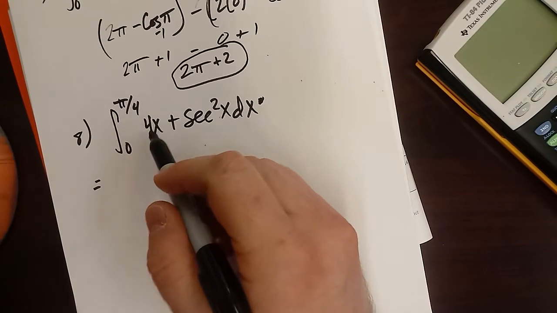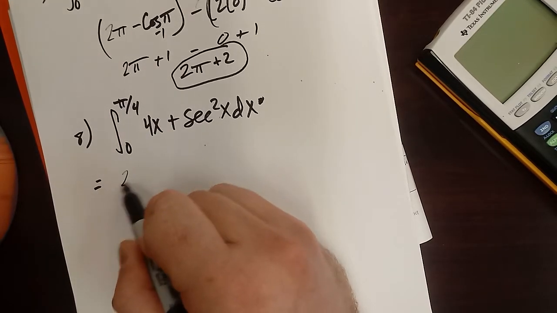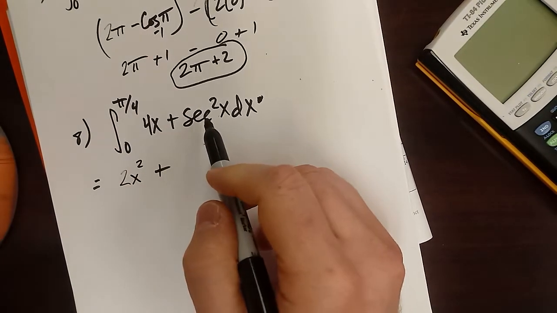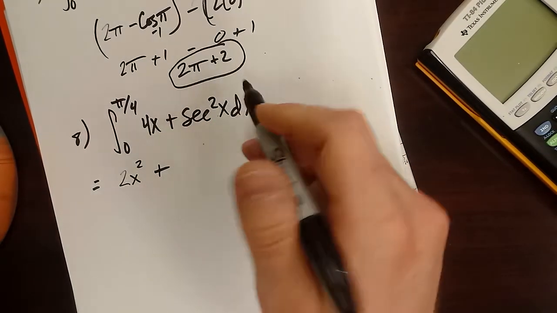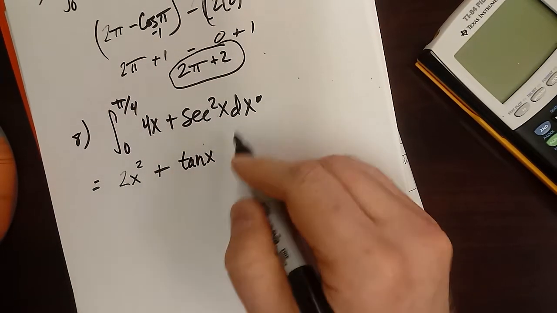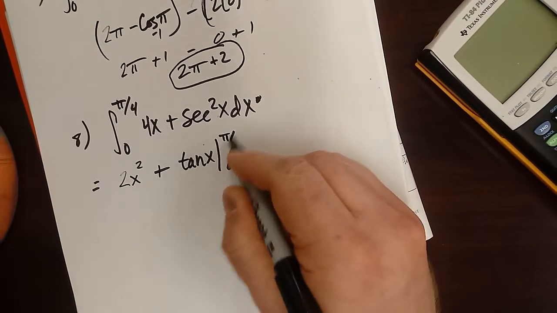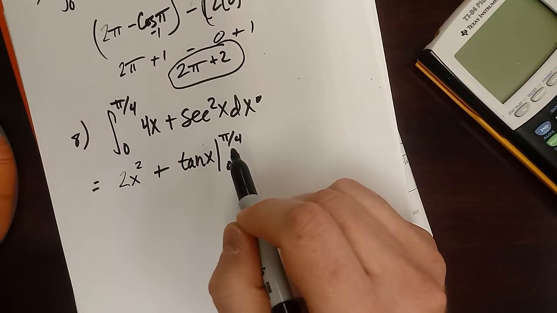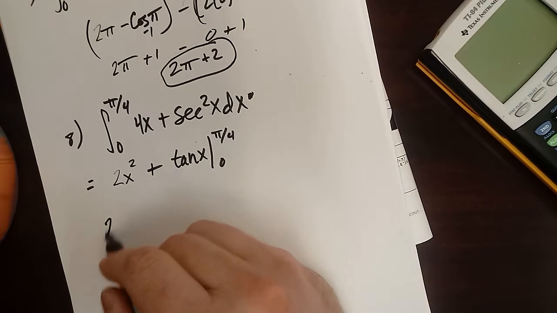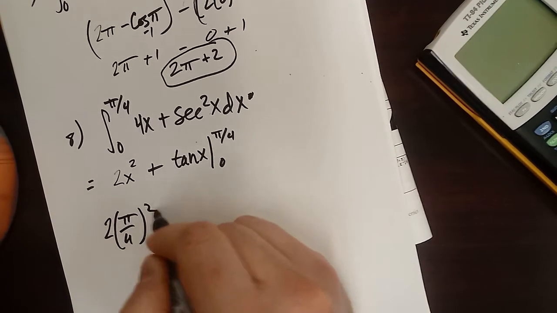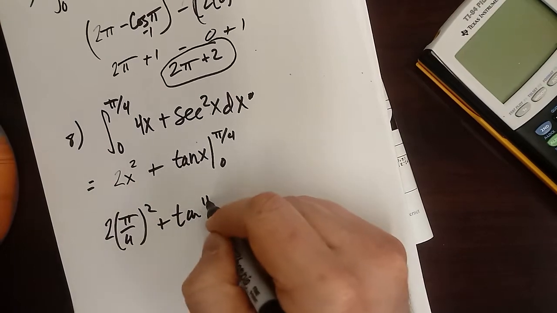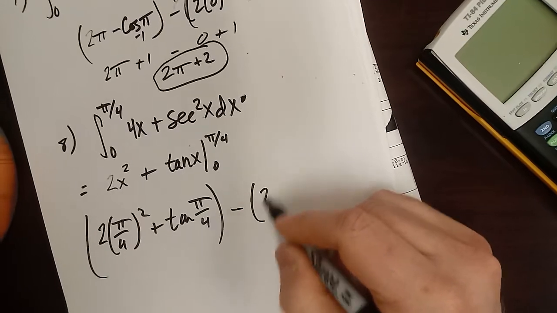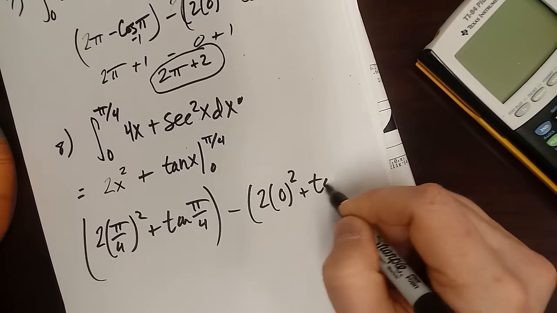So 4x is going to turn into 4x squared over 2. I'm going to write that as 2x squared plus, what did I take the derivative of to get secant squared? Well, it's just tangent. So tangent x, we'll evaluate from 0 to pi over 4. So pi over 4 is like the best tangent ever. So let's see, we'll have 2 times pi over 4 squared plus tangent of pi over 4, minus 2 times 0 squared plus tangent of 0.